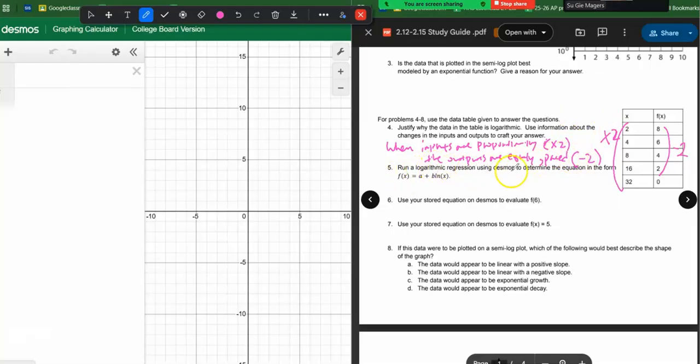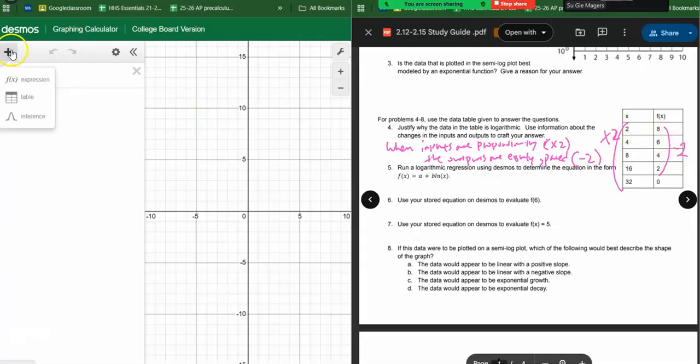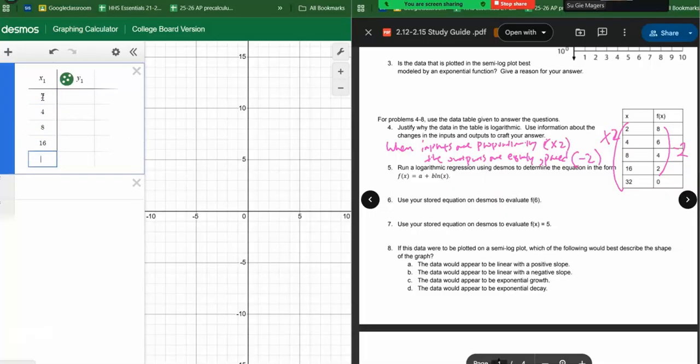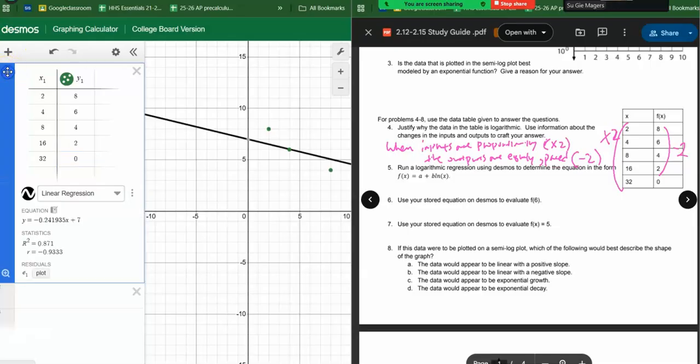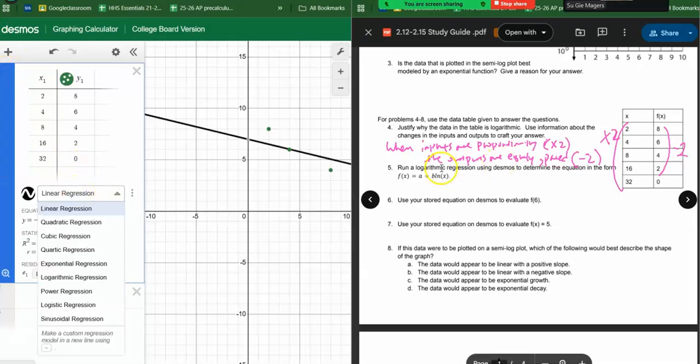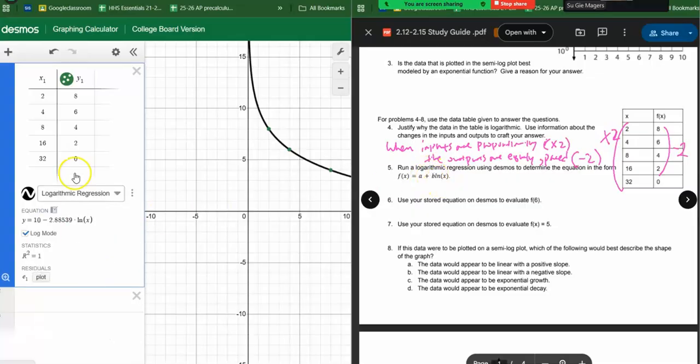Number 5, run the logarithmic regression using Desmos. I'm going to put this data in my Desmos. So go plus table. You should be expert by now, right? So go 2, 4, 8, 16, and 32. Those are your inputs. Output values are 8, 6, 4, 2, 0. I'm going to run the regression. What kind of regression are we doing? We are doing the logarithmic right there. Make sure you have a habit of using the green tab because this log model will be automatically checked. If you use the regular Desmos, it will not be. So always just do that.